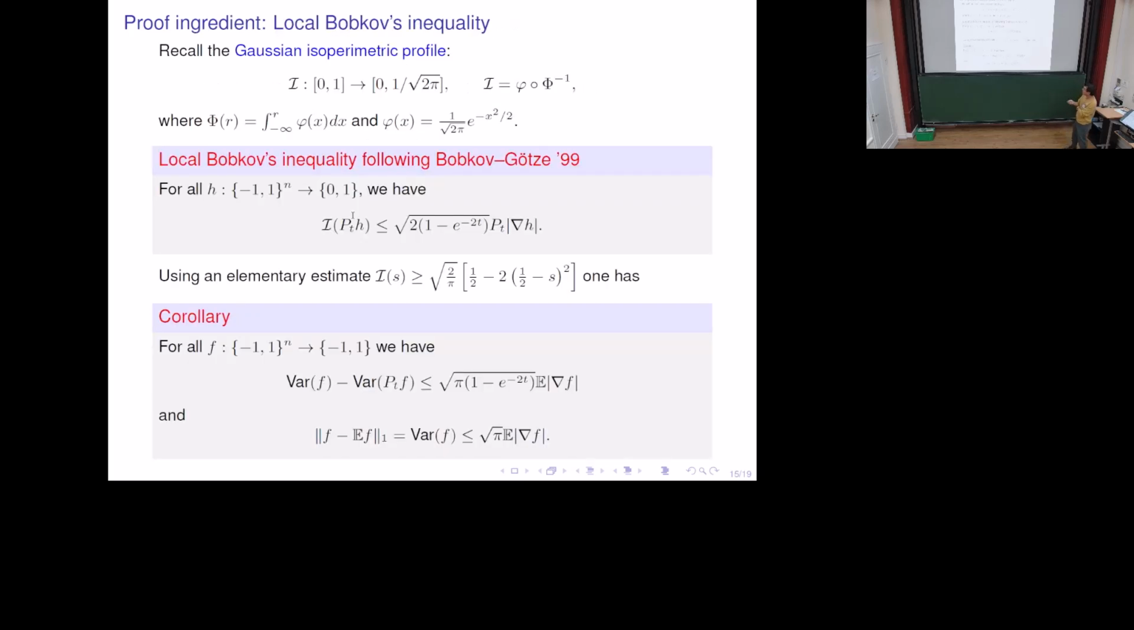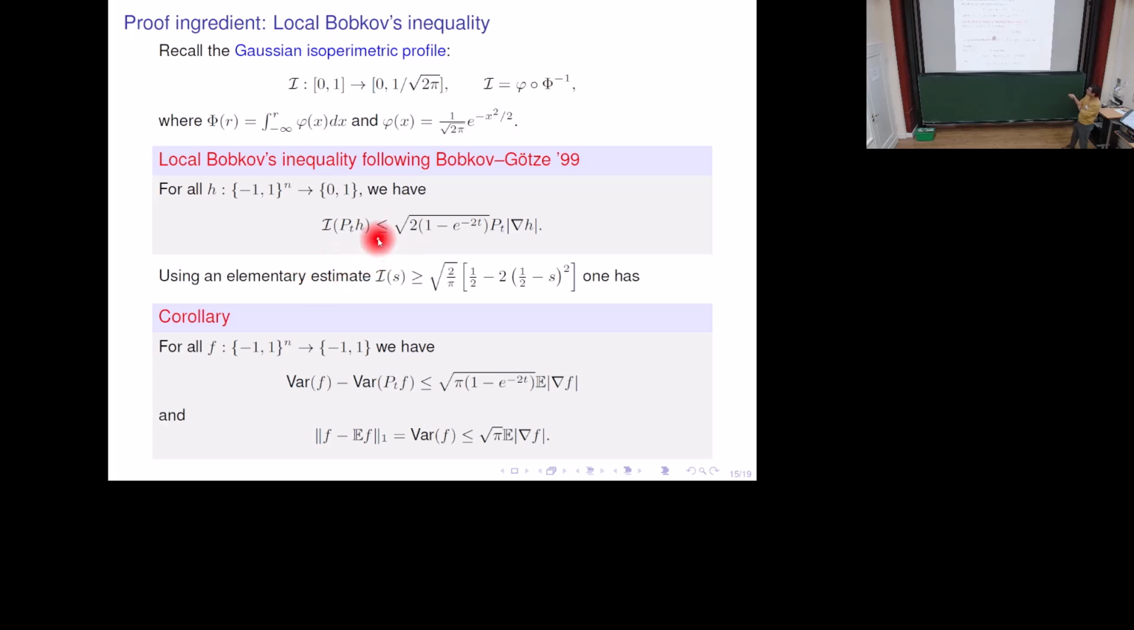Okay. Yeah, one second. With the inequality for all h, is it just a pointwise inequality? Yes, that is a crucial thing. Here it is actually a pointwise inequality.